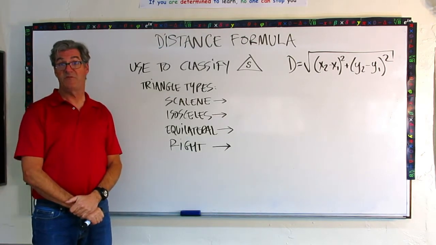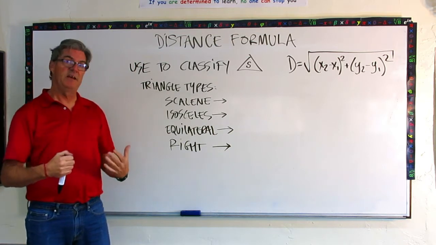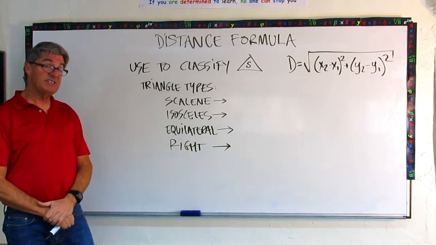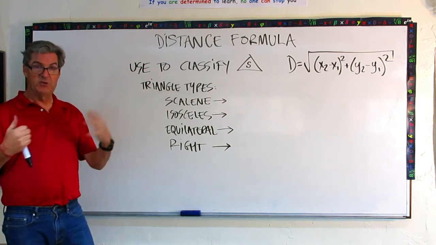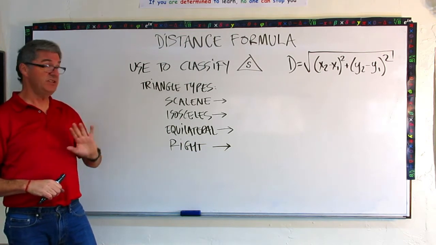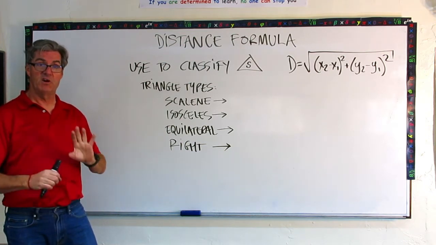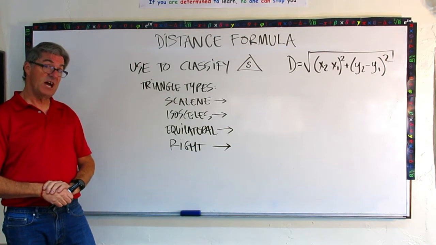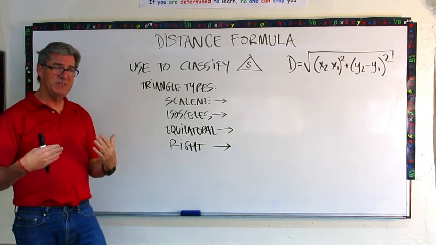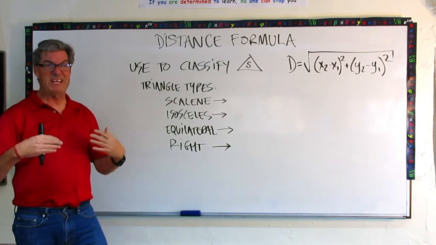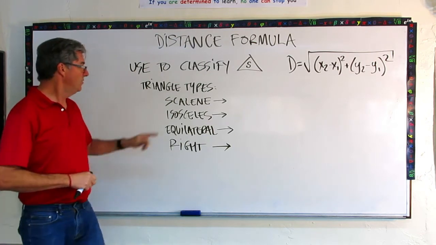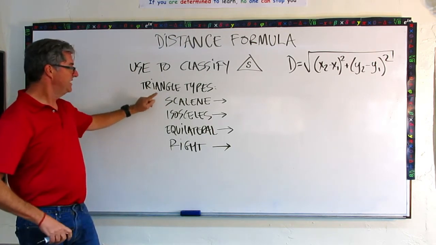Okay, one of the types of exercises you're going to get is going to ask you to classify triangles, and we're going to use the distance formula to do that. And you'll see in just a minute how that'll work. But first, let's talk about 4 different types of triangles. I'm assuming this is prior knowledge, but it helps to rekindle that sometimes. Okay? So 3 or 4 types of triangles.